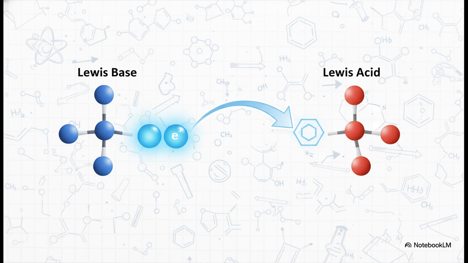So think about it. We've kind of zoomed out completely here. The Bronsted-Lowry model is all about the movement of a positive charge, the proton.